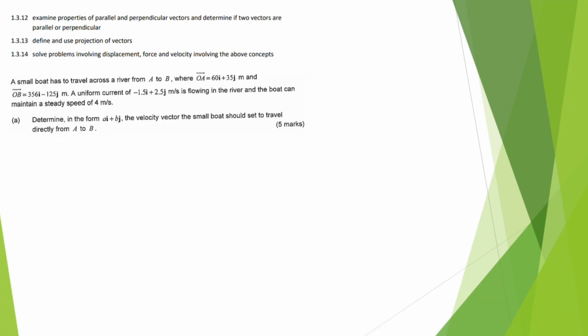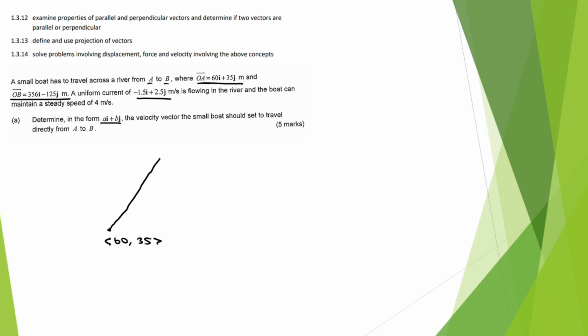All right. Now my next application sort of forms a triangle. This is using your triangle and parallelogram rule, and it involves vector addition and vector subtraction. In this case, I've got a boat trying to cross a river from a point A to a point B. OA is this point, and OB is this point here. Furthermore, I have a current flowing in this direction. It is asking us to determine the velocity vector the small boat should set to travel directly from A to B.